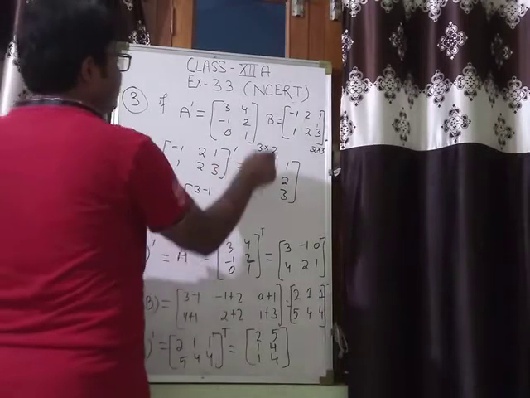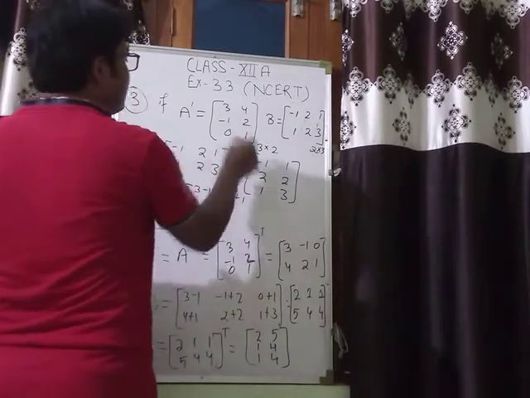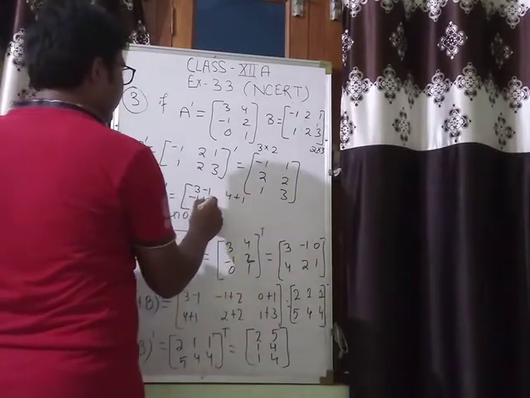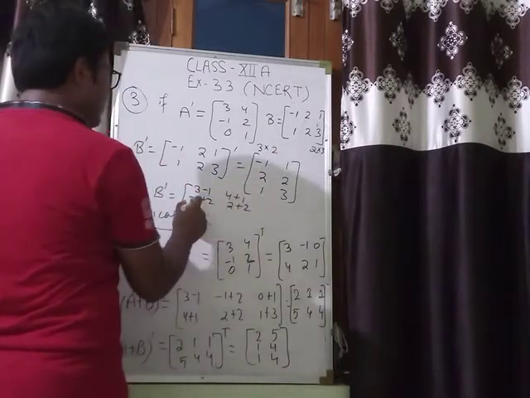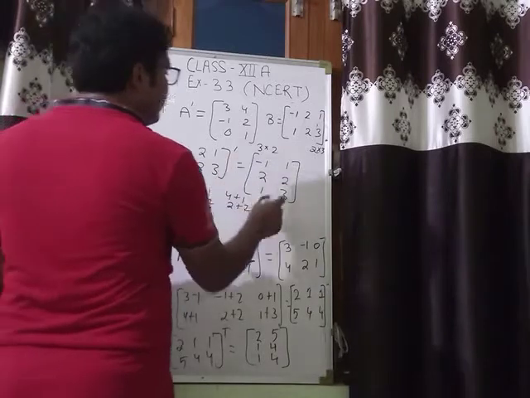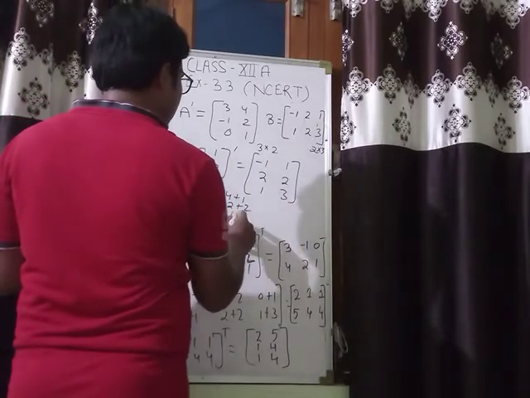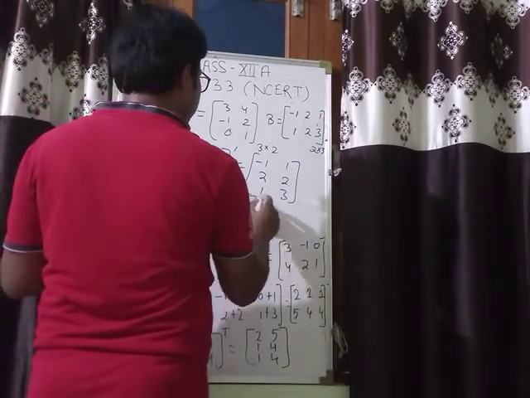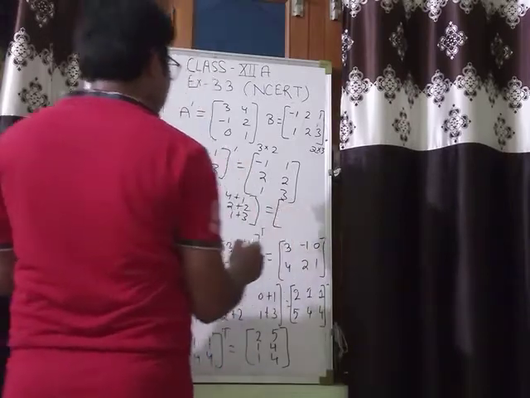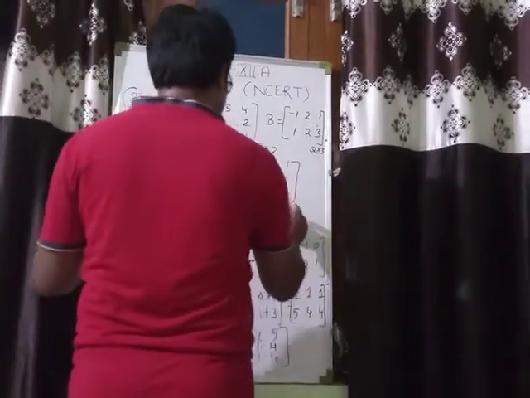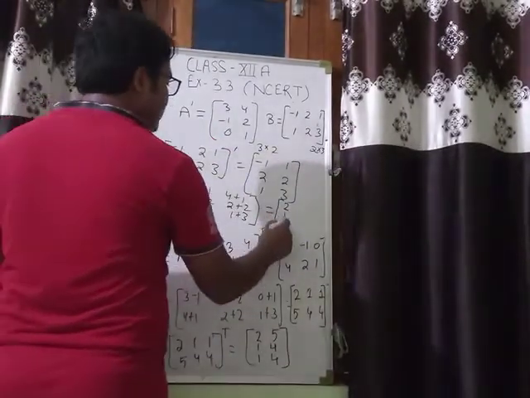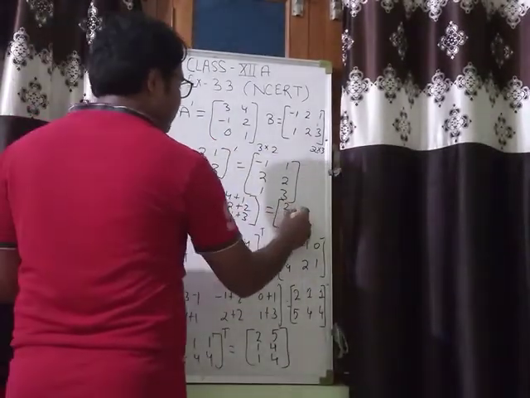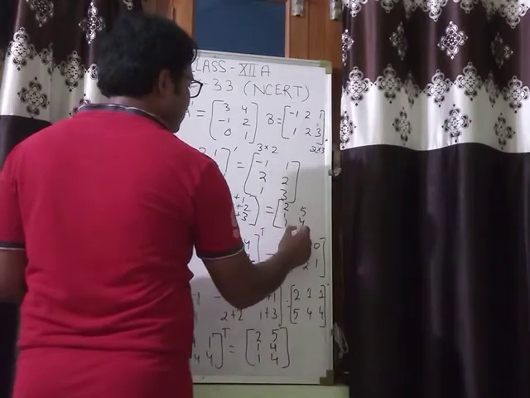3 minus 1. 4 plus 1. Minus 1 plus 2. 2 plus 2. 0 plus 1. 1 plus 3. So it will become 3, minus 1, 2. Minus 1 plus 2 that is 1. 0 plus 1 that is 1. 4 plus 1 that is 5. 2 plus 2 is 4. 3 plus 1 is 4.